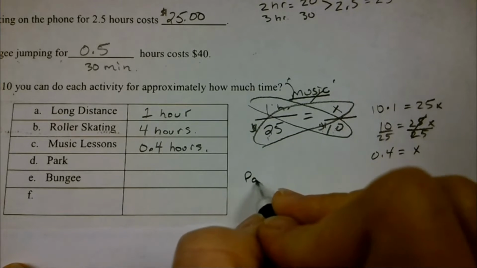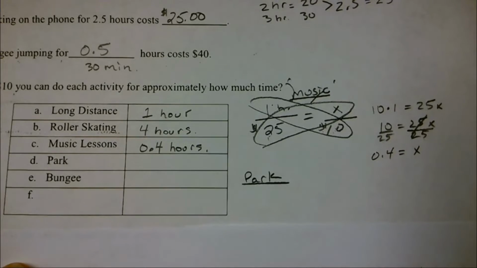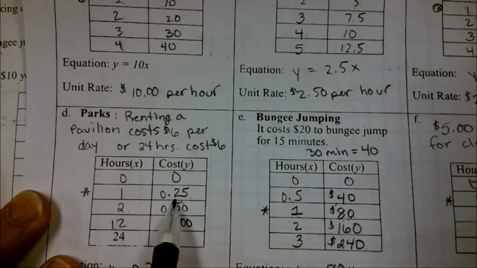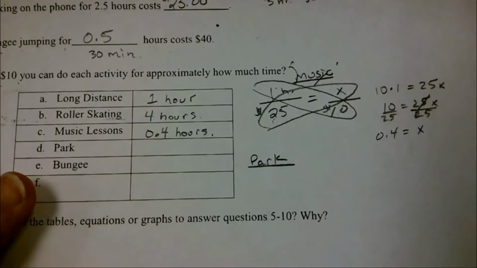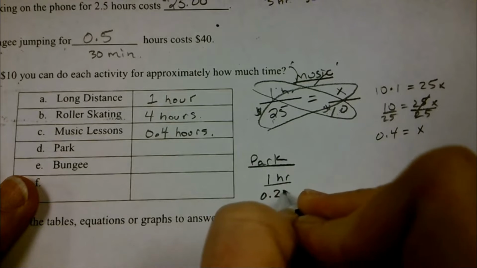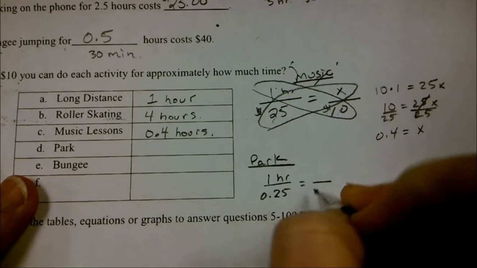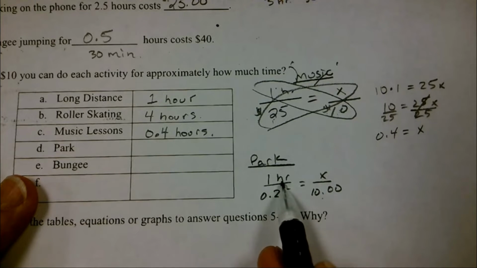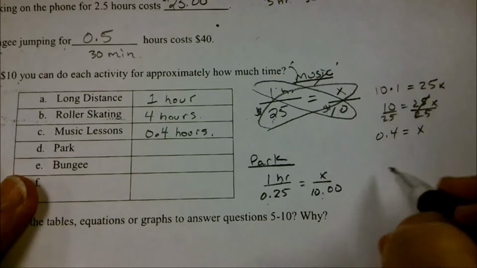Now let's take a look at the perk. The perk is also one that we're going to want to set up as a proportion because for 1 hour is 25 cents. So how I'm going to do that is set it up: 1 hour is 0.25. So I want to know, okay, I have $10. I'm going to take 1 times 10 and divide by 0.25.